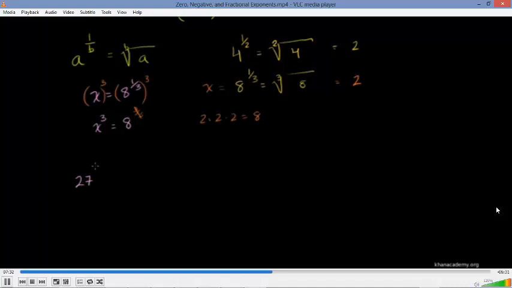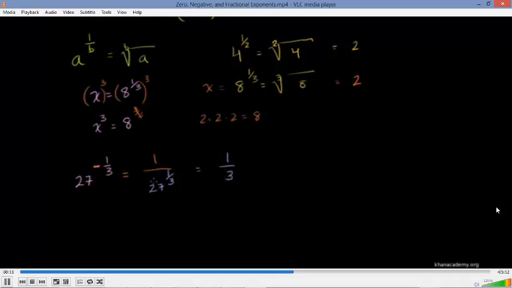What is 27 to the negative 1/3 power? Well, don't get too worried. We're just going to take it step by step. When you take the negative power here, this is completely equivalent to 1 over 27 to the 1/3 power. These two are equivalent. You get rid of the negative and take 1 over the whole thing. And then what is 27 to the 1/3 power? Well, what number times itself 3 times is equal to 27? Well, that's equal to 3. So this is going to be equal to 1 over 3.